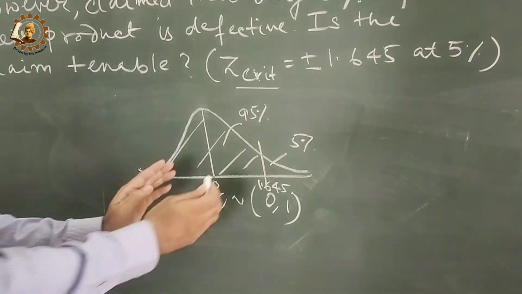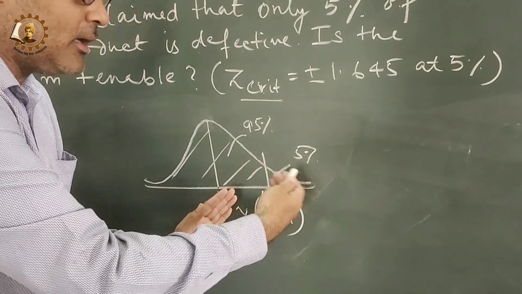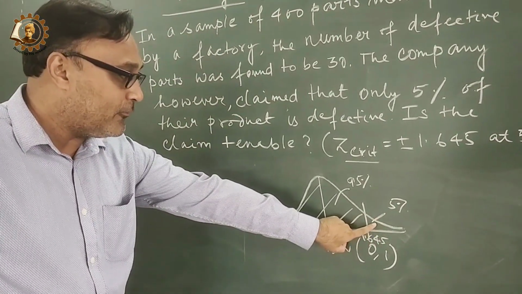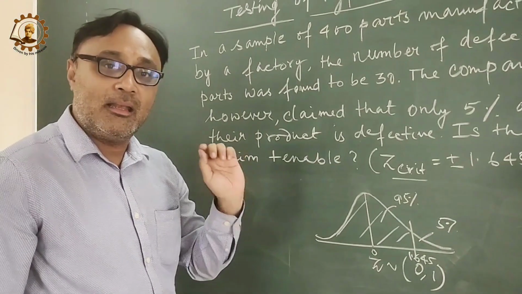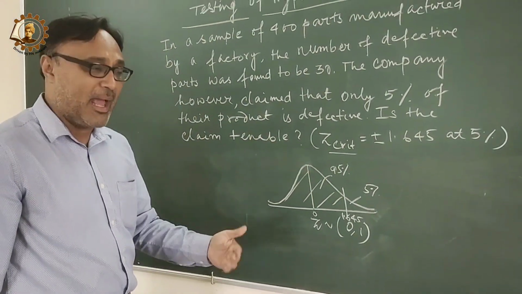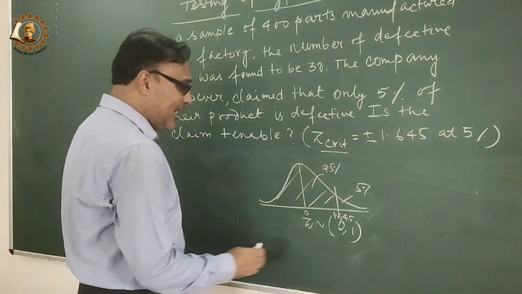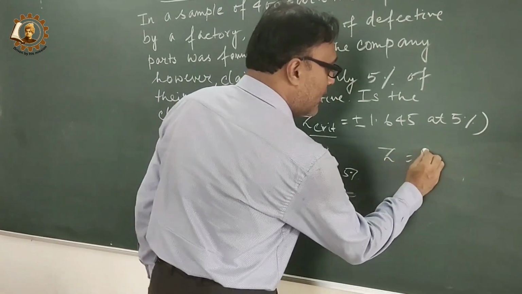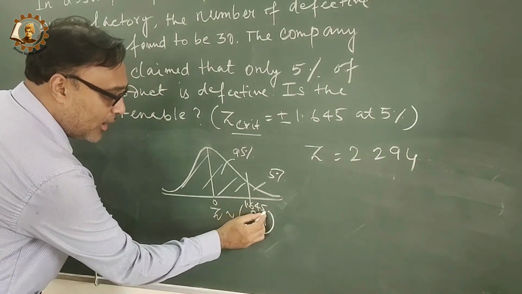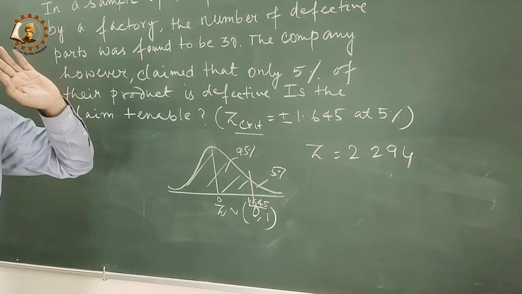Critical value means that if you move beyond this value, your result will be rejected. That is, your null hypothesis will be rejected at the 5% level. The 5% is basically the alpha value, the level of significance. It is the maximum probability with which we reject a true null hypothesis. Now our Z value, remember, was 2.294, which is much greater than 1.645, and this is a constant value which will be provided to you.